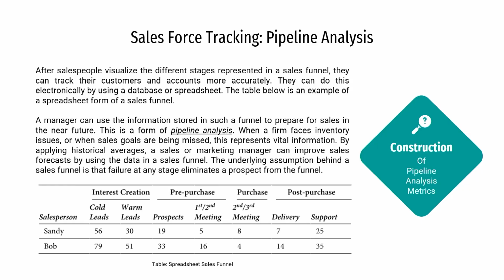Let us take an example. A manager can use the information stored in such a funnel to prepare for the sales in the near future. So this is a form of pipeline analysis. When a firm faces inventory issues or when the sales goals are being missed, this represents vital information.